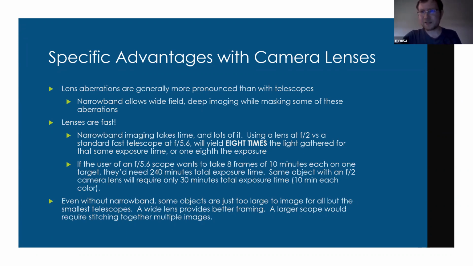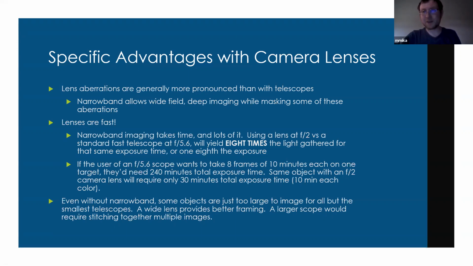Let's say a typically fast refractor telescope is about f5.6. If I'm using a lens at f2 versus 5.6, I'm going to get there in 1/8 of the exposure time. Now, I may not be as zoomed in as close to that object, but I will get there faster. If I had an f5.6 telescope and wanted to take 8 10-minute frames with each filter, a red, a green, and a blue to make a color image, I need 240 minutes total exposure time. If I'm doing that with an f2 lens, I only need half an hour.